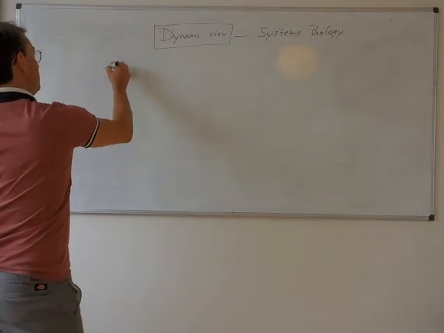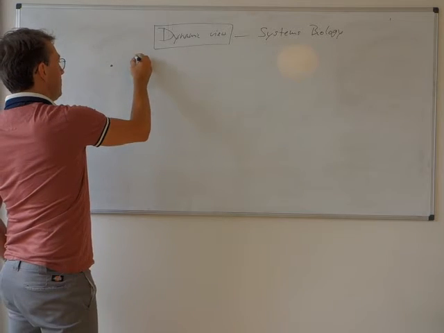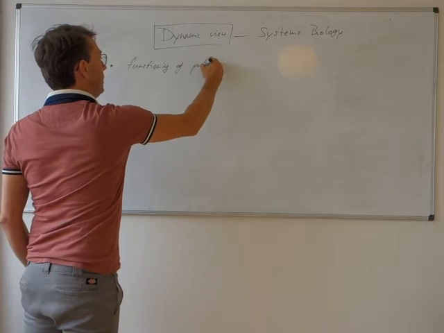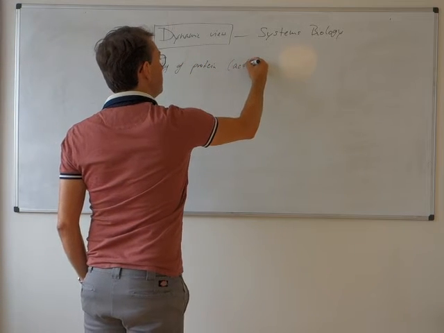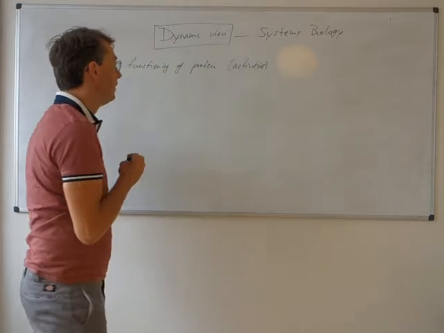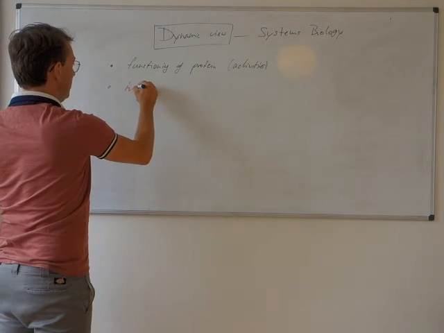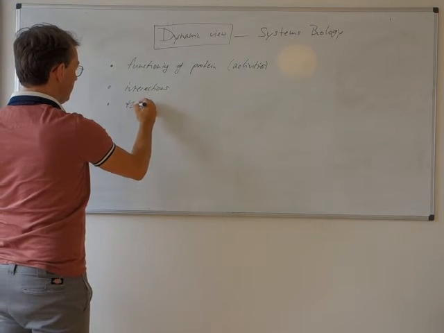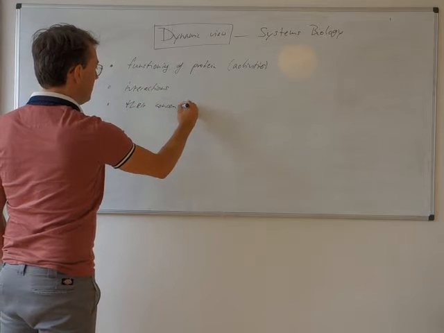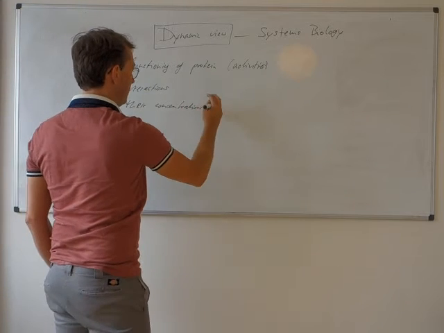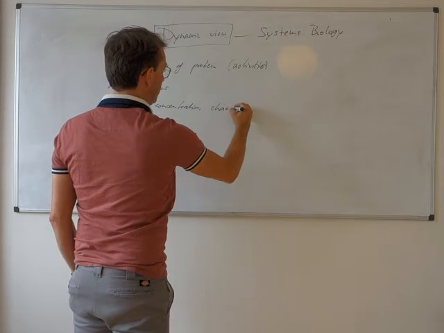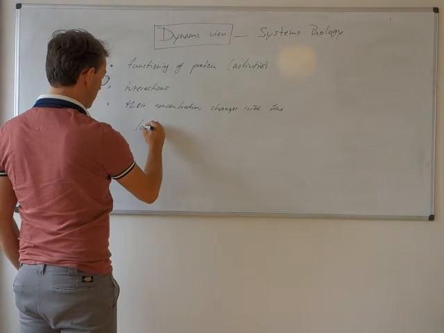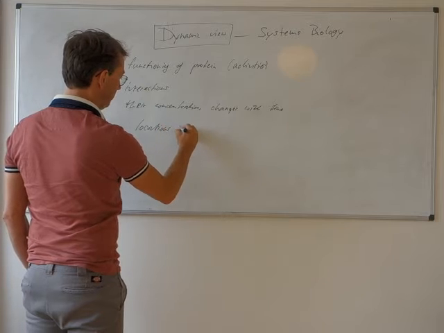But this dynamic view is different. This dynamic view tells you something about the functioning of proteins. So what they do, so their activities and their interactions and their concentration changes. Their concentration changes with time. Maybe even their locations in the cell.